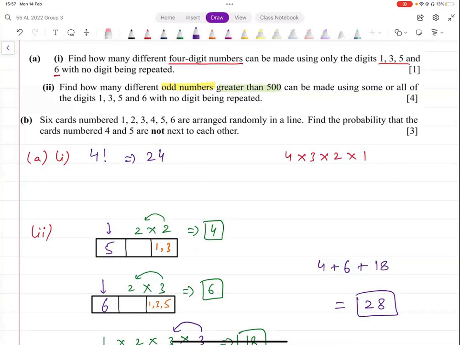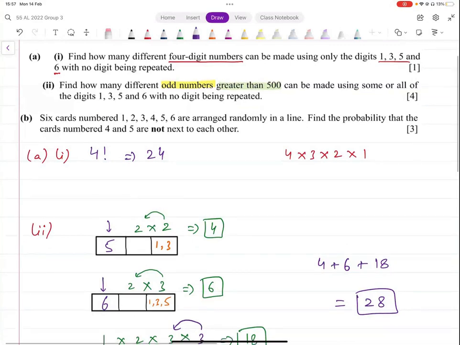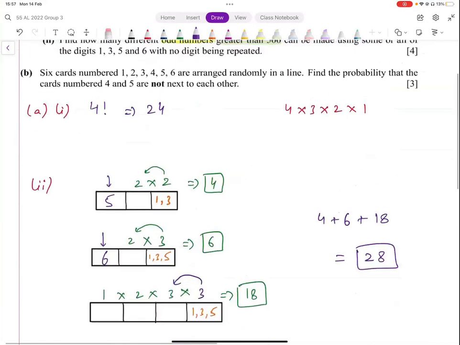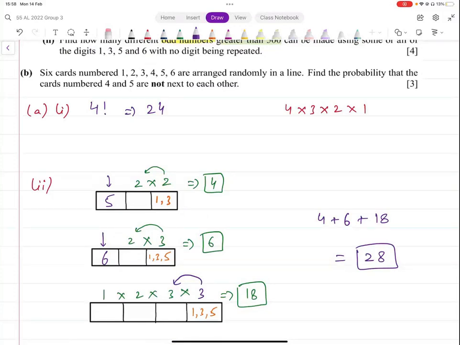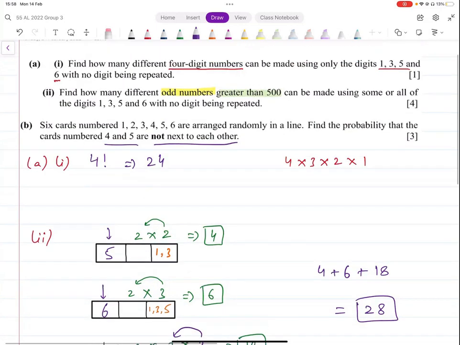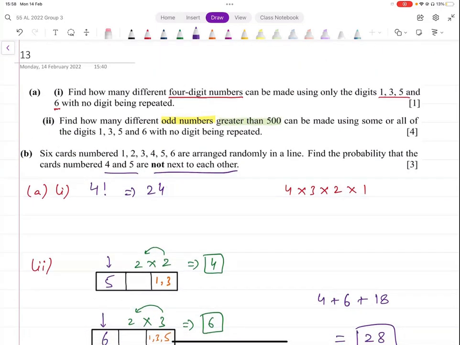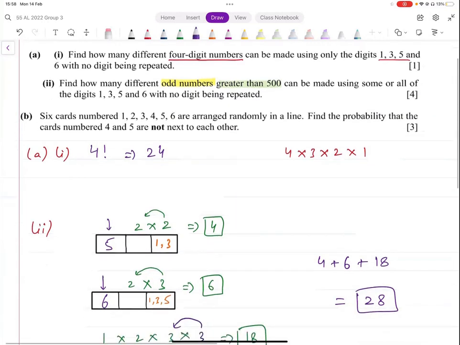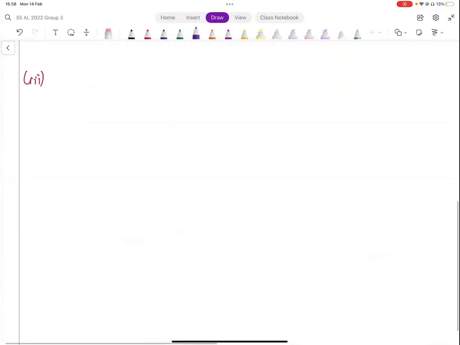अच्छा, now the last part. Large part says: six cards numbered 1 2 3 4 5 6 are arranged randomly in a line. Find the probability that the cards numbered 4 and 5 are not next to each other. Ye to standard question hai, 3 marks for the last question and the first question, they are standard. But then this is something where you have to think at that very moment, ya usko figure out karna hai. Second last part mein to aapne bas wahi find karna hai ke 4 and 5 ko separate karna hai, right? Let's try to do that.